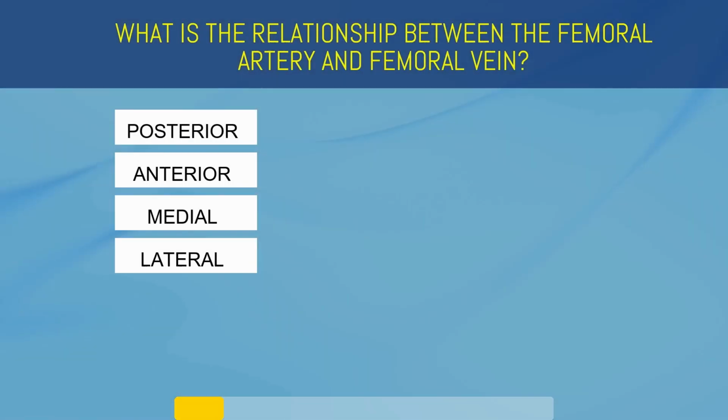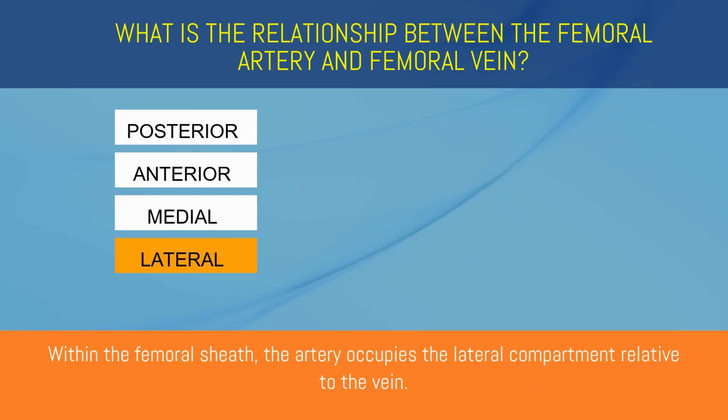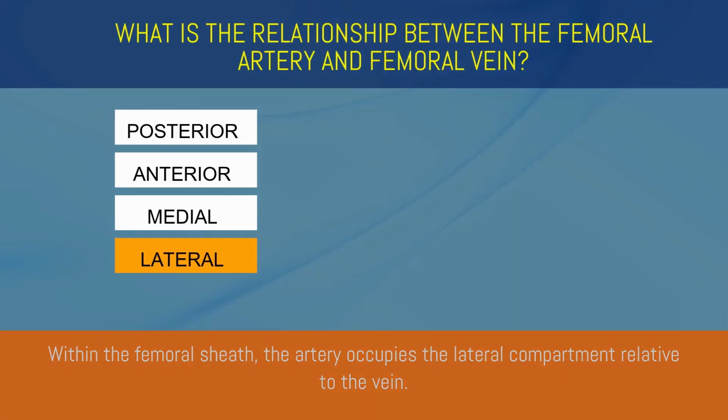What is the relationship between the femoral artery and femoral vein? Posterior, anterior, medial, or lateral? Lateral. Within the femoral sheath, the artery occupies the lateral compartment relative to the vein.